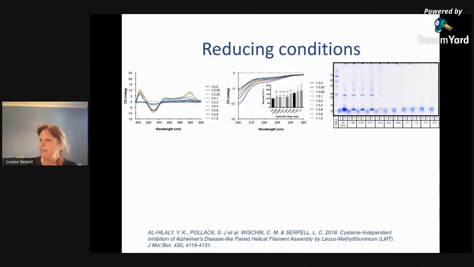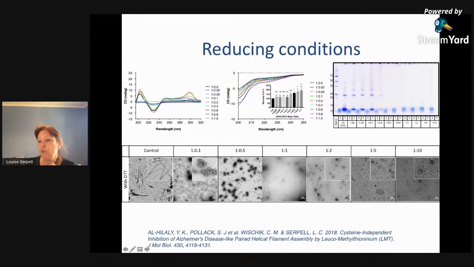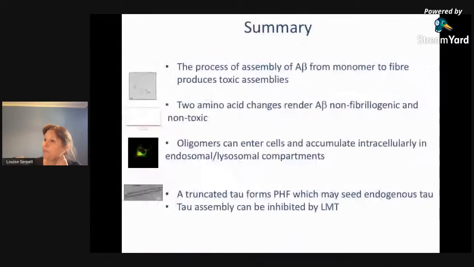But of course, the main thing that you want to do is to actually see these filaments. And so we can use electron microscopy to look at these filaments under the microscope. And so this is our control with no LMT at all. And as we increase the amount of LMT, you see that we've got a reduction in these filaments. So this shows that the LMT is able to prevent the formation of paired helical filaments in vitro.